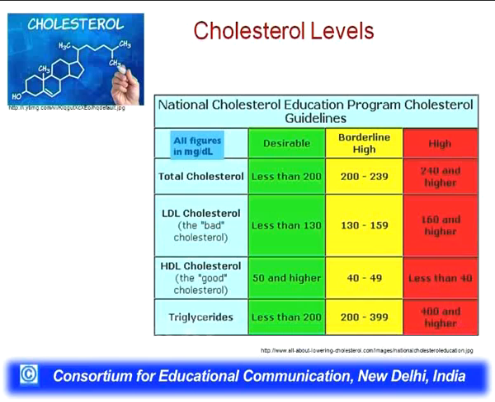Now for LDL cholesterol, designated as the bad cholesterol, the desirable limit is less than 130 mg per deciliter, while the high level is 160 and higher. For HDL cholesterol, which is the good cholesterol, the desirable level is 50 and higher. Because it is a good cholesterol, it has to be present in a higher quantity, and the risk level is when it drops below 40 mg per deciliter.